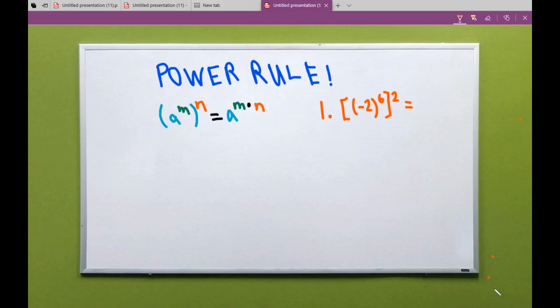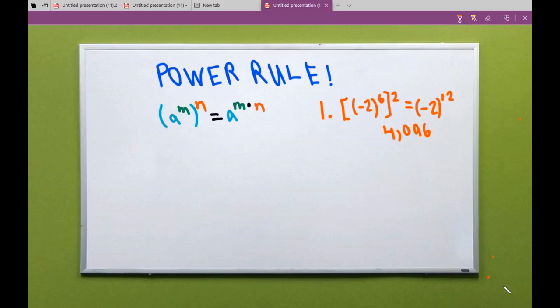So for our first problem, we have -2 in parentheses raised to the sixth power, and then that's all raised to the second power. So to get our answer, we're going to have to multiply 6 times 2 to get -2 in parentheses to the 12th power, because 6 times 2 is 12. If you use your calculator, you can use either your physical calculator or Desmos, you'll get that the answer is 4,096.